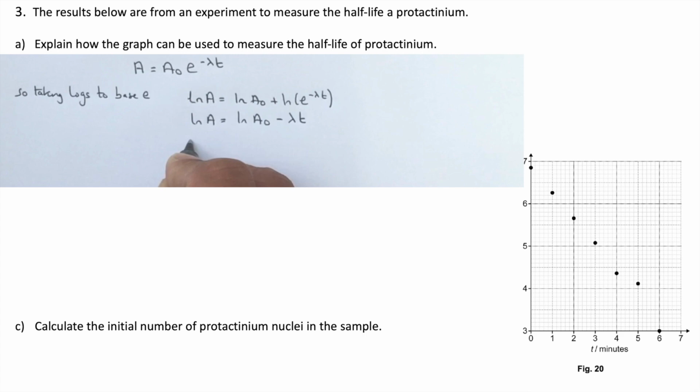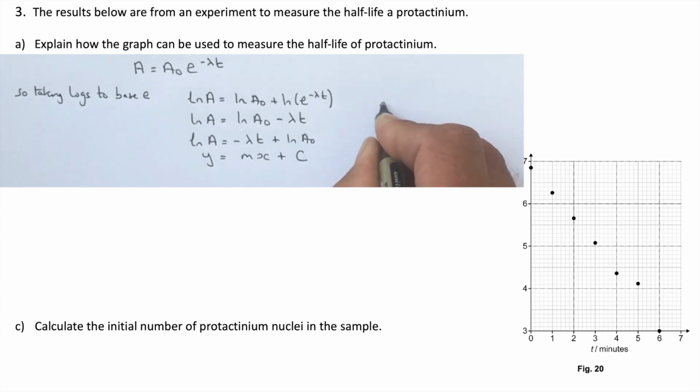Rearranging it in the form y equals mx plus c gives the log of A equals minus lambda t plus the log of A0. Notice I've made it really clear to the examiner what's y, what's m, what's x and c, and I've also sketched a graph of what it will look like.